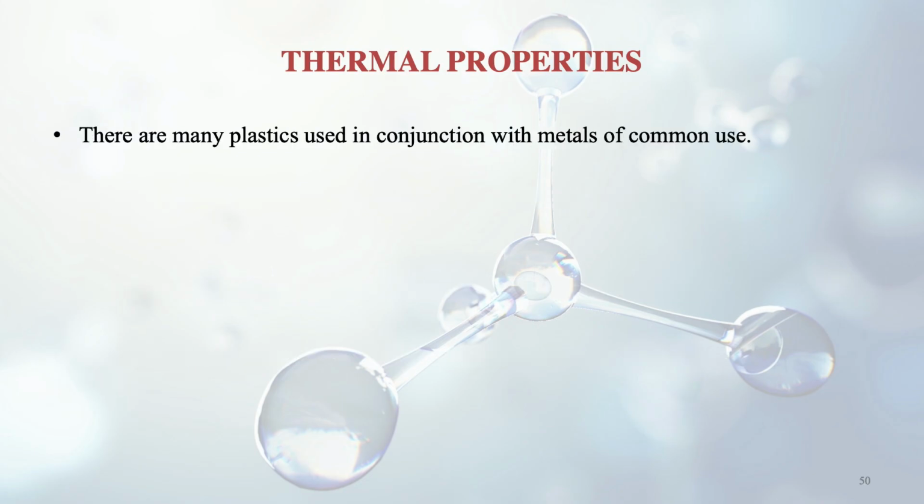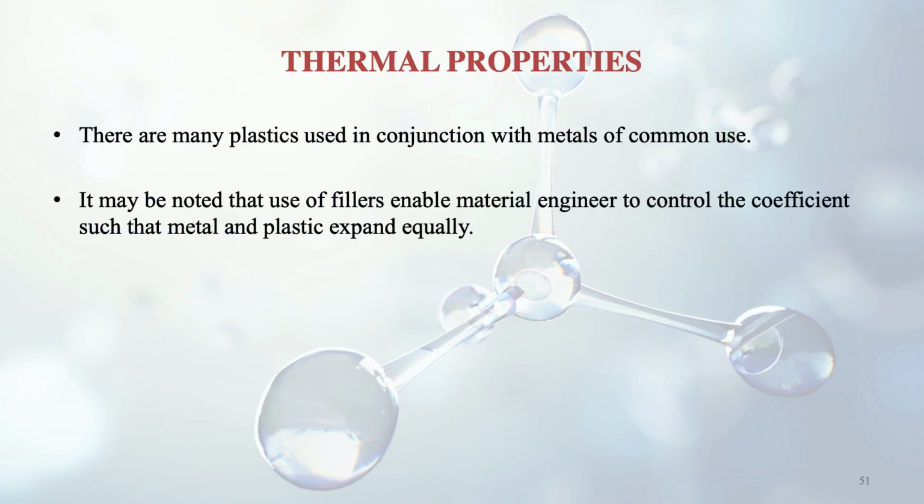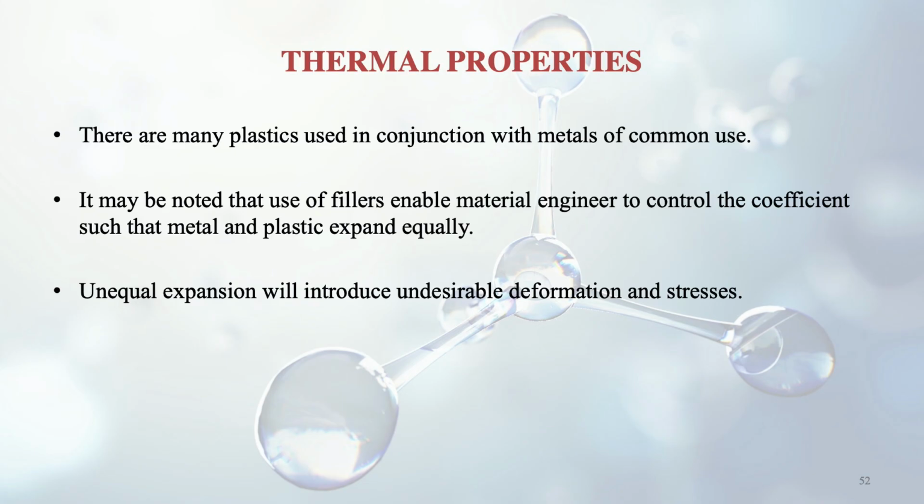And there are many plastics which are used in conjunction with metals of common use. And it is of importance, we can note that use of fillers will enable the designer or the engineer to control the coefficient. So these fillers are meant for controlling the coefficient of thermal expansion, such that metal and plastic expand equally. Why do we need equal expansion for both in case of a mixture of metal and plastic? Because unequal expansion will introduce undesirable deformation and stresses, like I told you earlier.